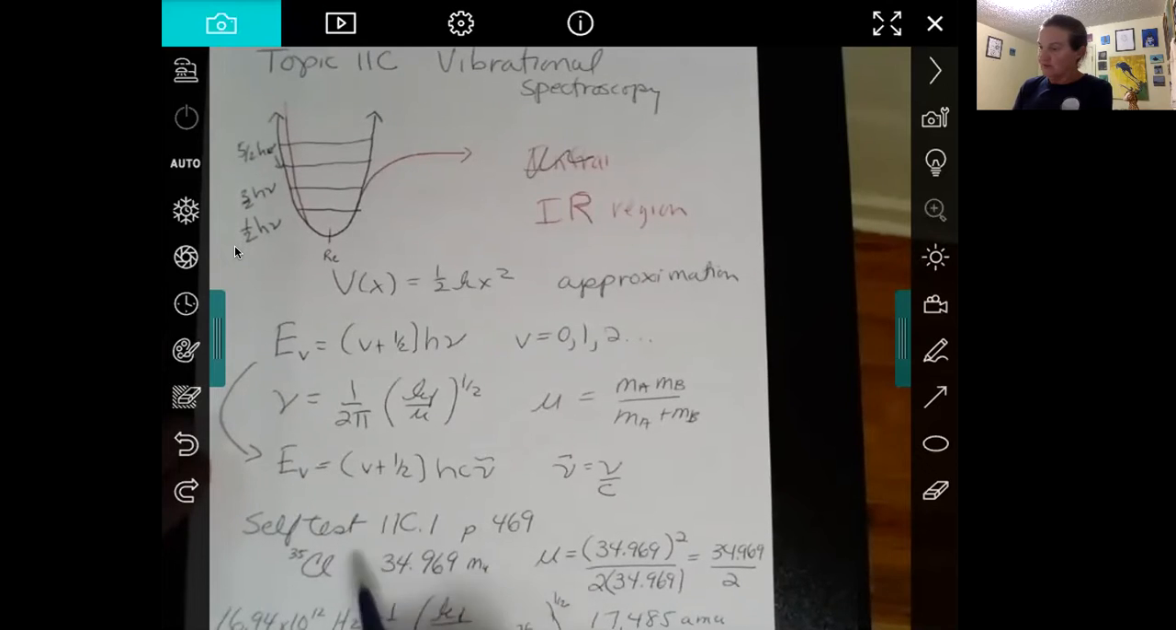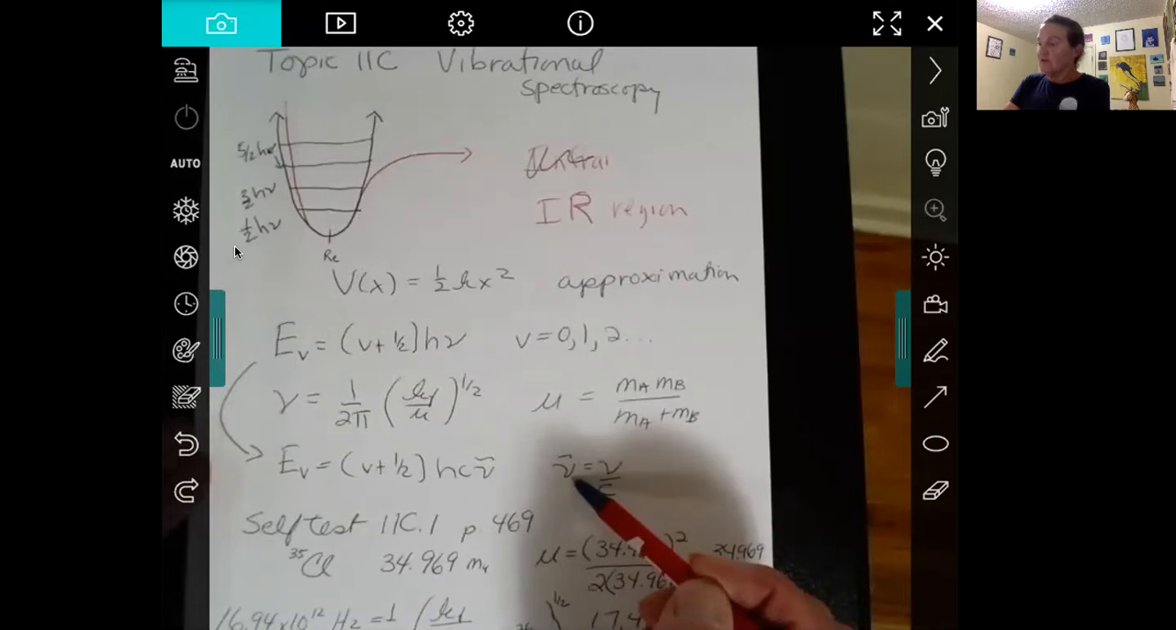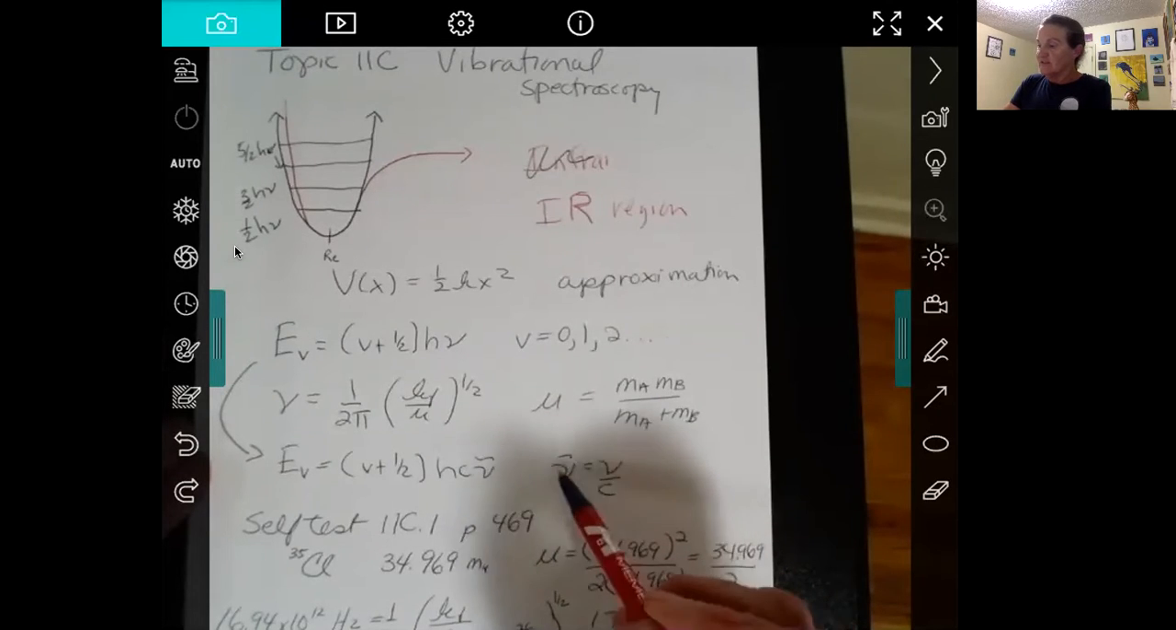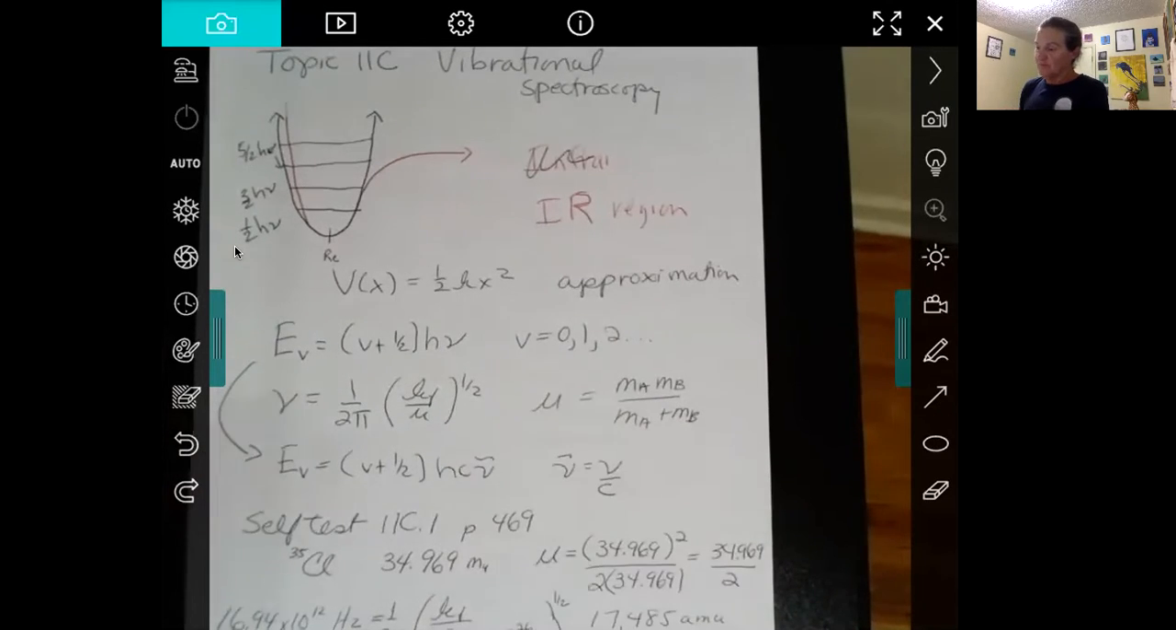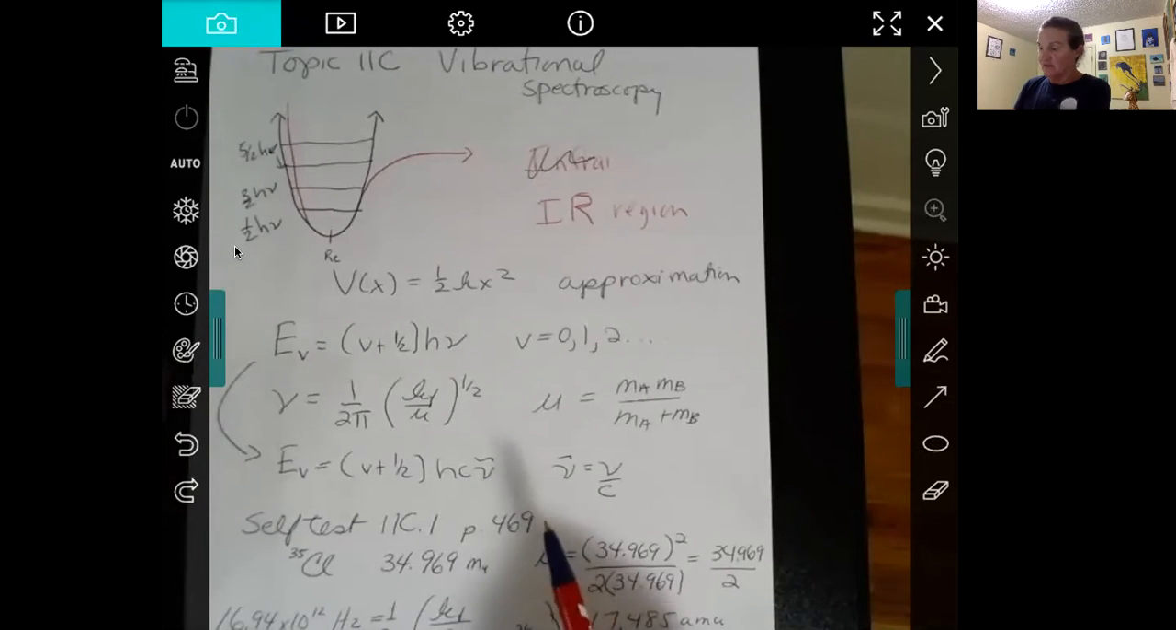Oftentimes we work in units of reciprocal centimeters, and so when we change these to wave numbers, then we just have to put a c in there, because nu over c equals wave number, so c times wave number equals nu. So you'll oftentimes see these units, same exact value for energy, just starting with a different set of units.